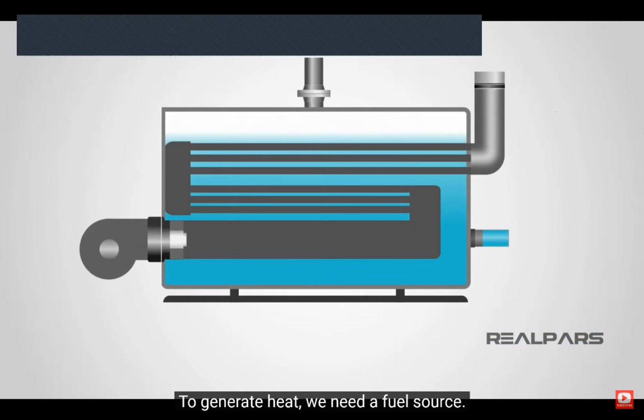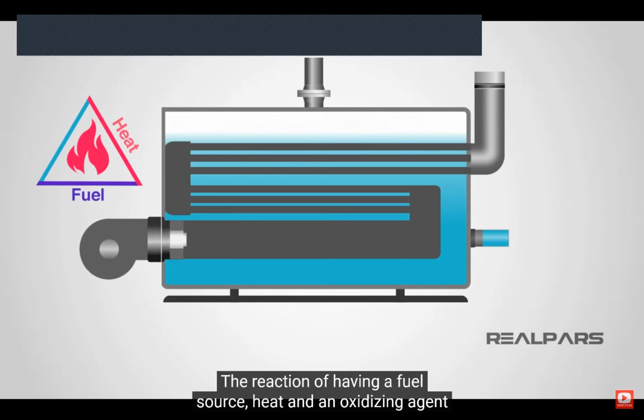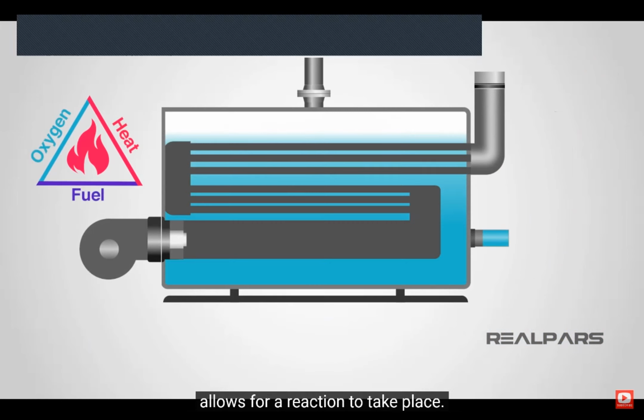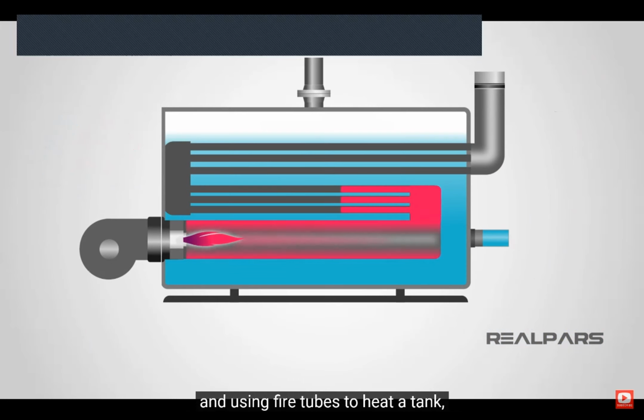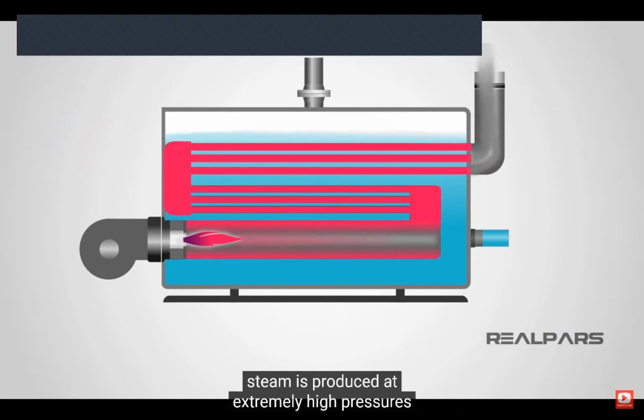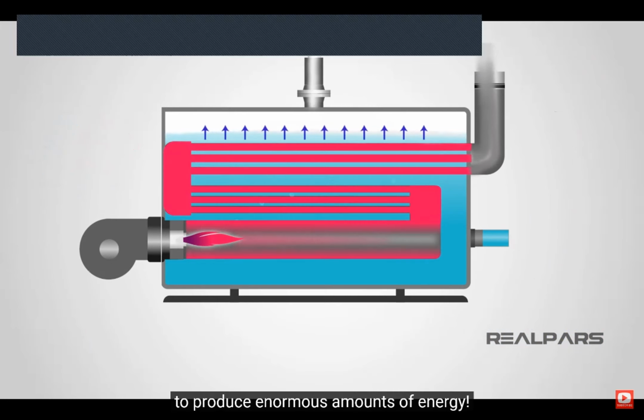To generate heat, we need a fuel source. The reaction of having a fuel source, heat, and an oxidizing agent allows for a reaction to take place. This keeps the heat source going. By heating tubes of water and using fire tubes to heat a tank, steam is produced at extremely high pressures to produce enormous amounts of energy.